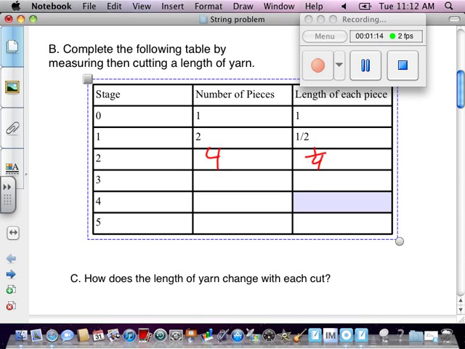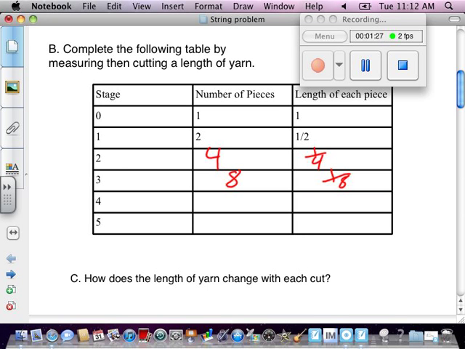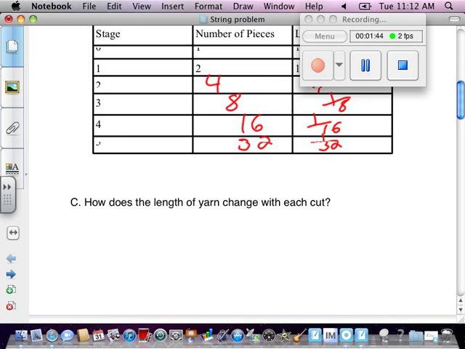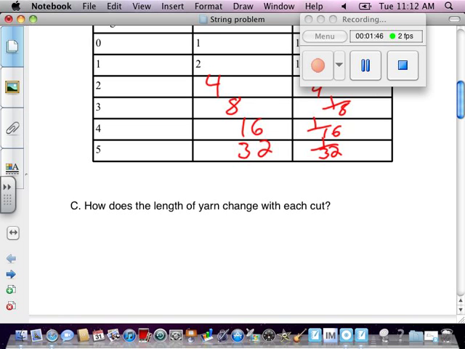Then we are looking at stage 3. We took 4 pieces, we cut each piece in half, and all of a sudden we have 8 pieces. They are now 1/8 as big. Those 8 pieces again, cut each one in half. We have 16 pieces. They are 1/16 as big as my original piece. Fifth stage, we have 32 pieces, and they are 1/32 as big. Does the length of the yarn change with each cut? Yes, it is cut in half each time. It is half as big as the previous.